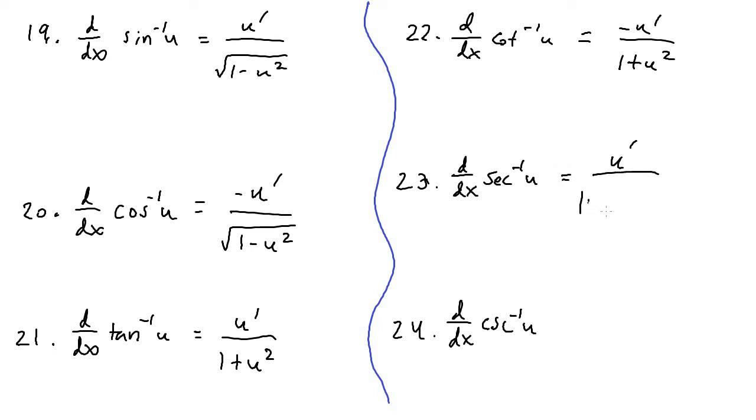Now for 23, the derivative of inverse secant of u is going to be u prime over absolute value of u times the square root of u squared minus 1, and derivative of inverse cosecant for 24 is just the negative version of inverse secant, so it's going to be negative u prime over the absolute value of u times the square root of u squared minus 1.